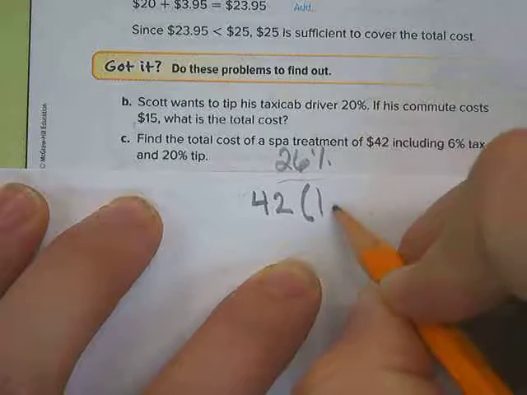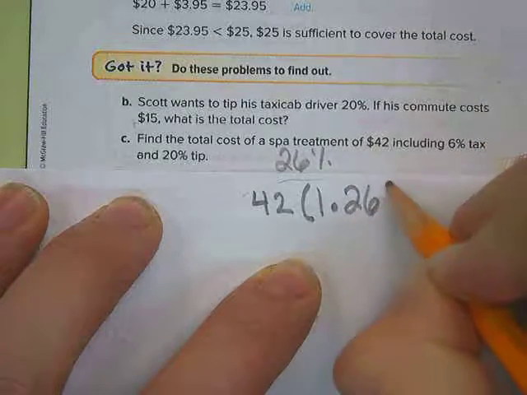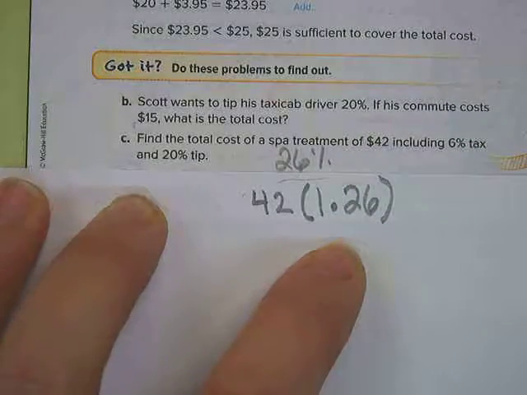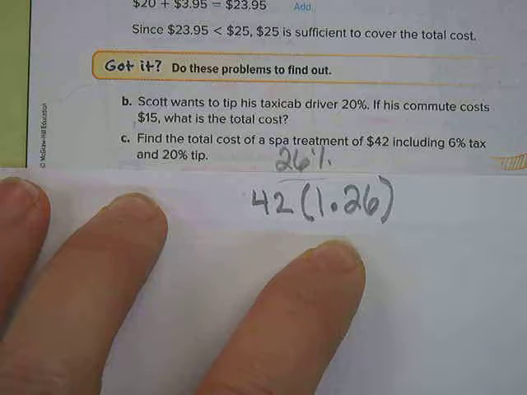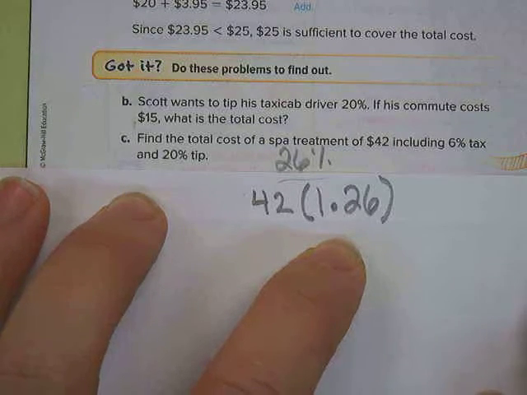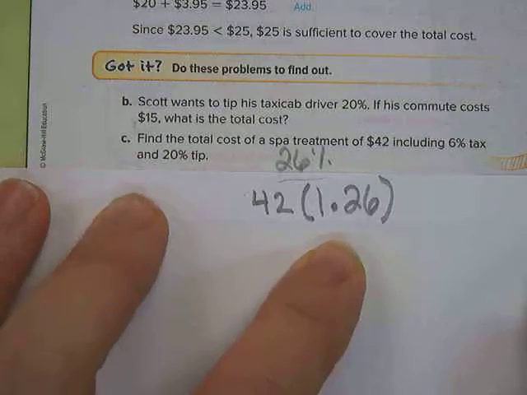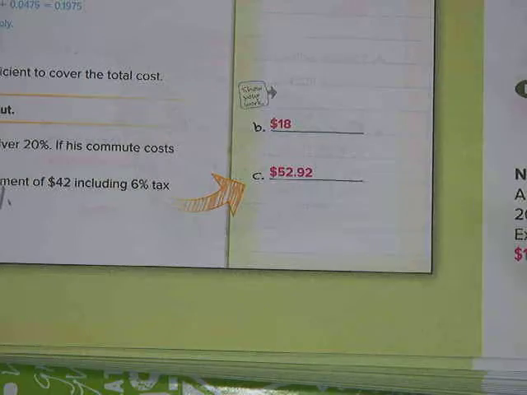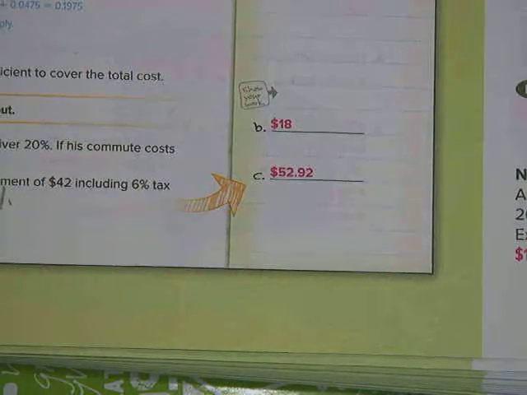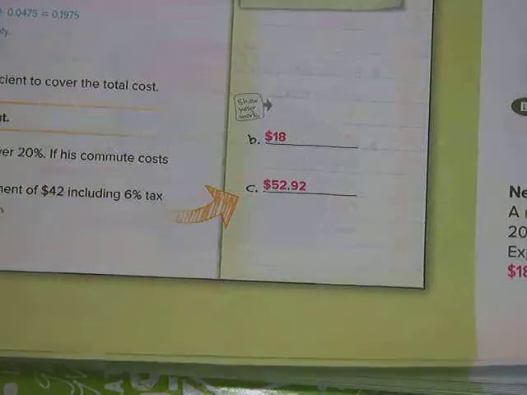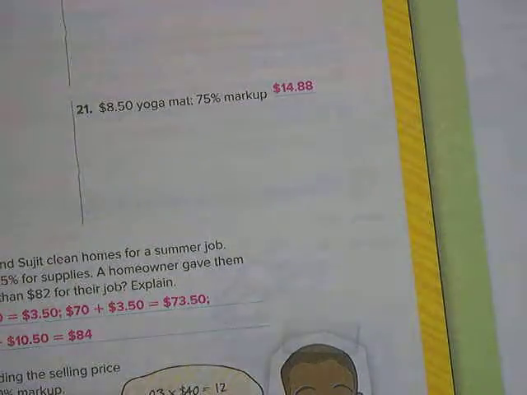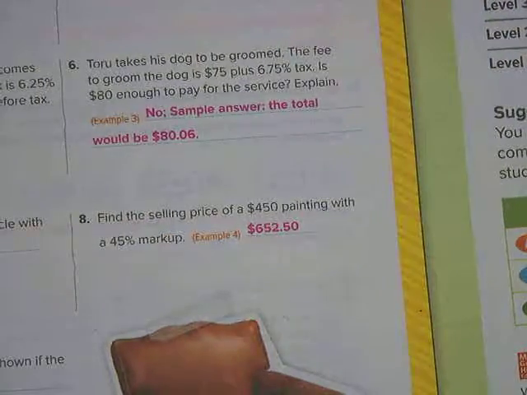So to add on 26%, we need to multiply by 126%. Okay, so please multiply that, show your work, and get your two solutions. So your two solutions should have been $18 and $52.92. Okay, please turn the page.